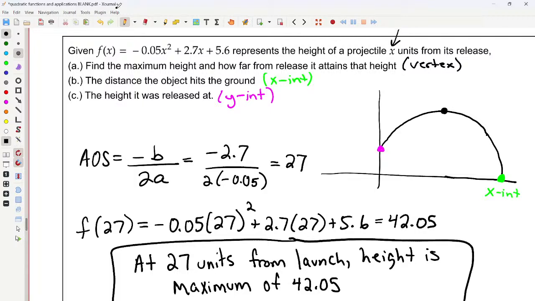And there is a thorough sentence to kind of complete. Probably could have used a little better English. At 27 units from launch, its height is at a maximum. That's okay. I don't claim to be an English major.